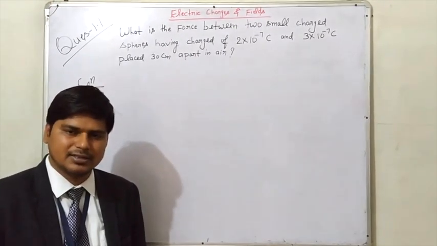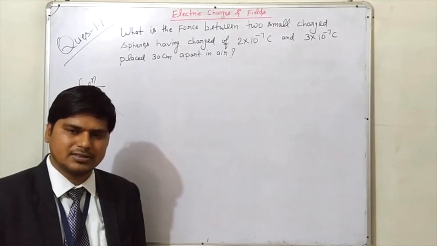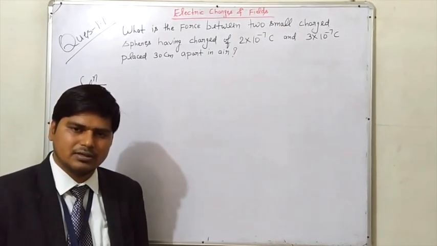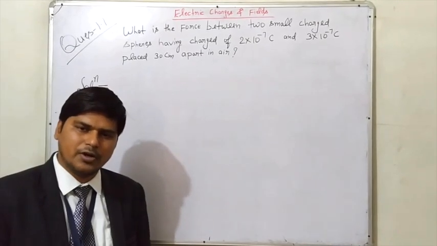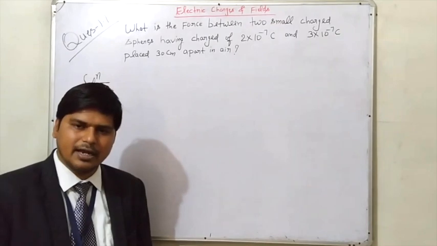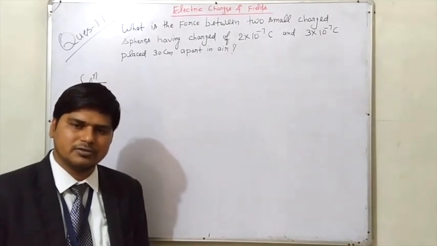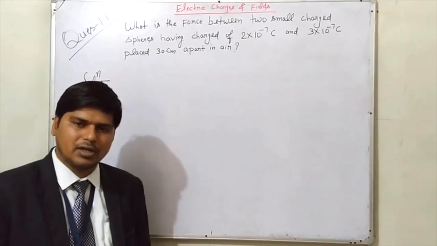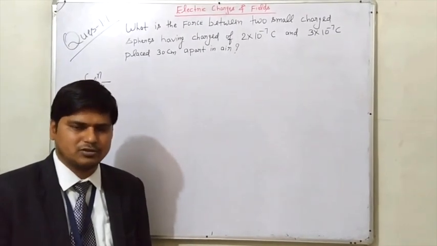Before starting this class, let us recall what we discussed in the previous lecture: what is Coulomb's law. The force between two point charges is directly proportional to the product of the charges and inversely proportional to the square of the distance between them. Then we get the formula F equal to K Q1 Q2 upon R square.